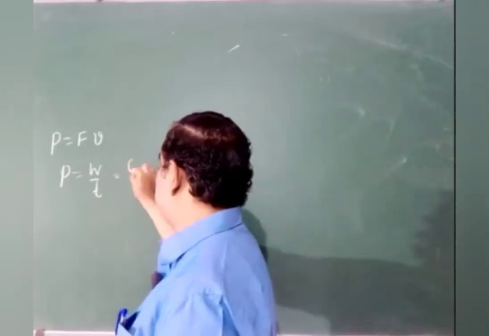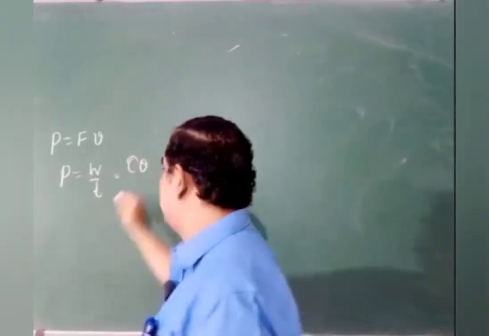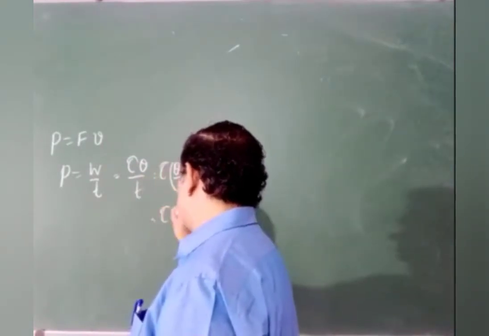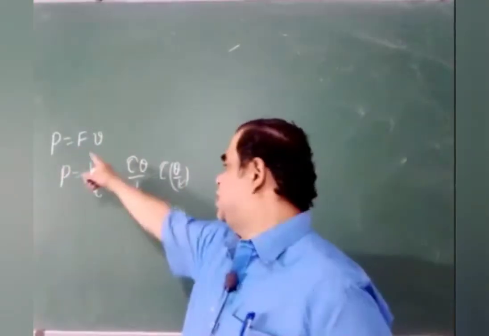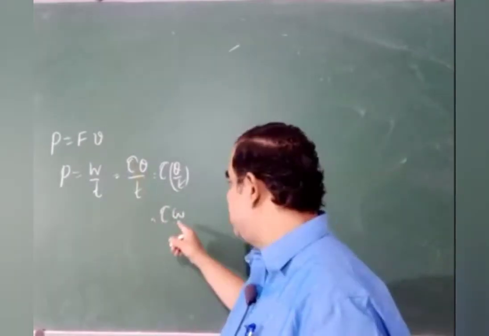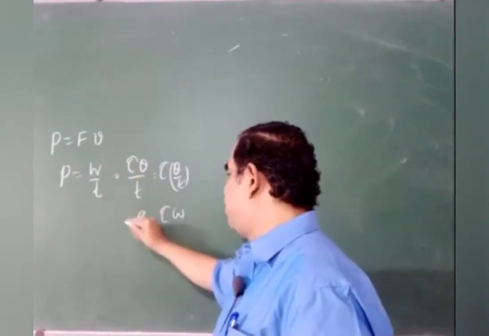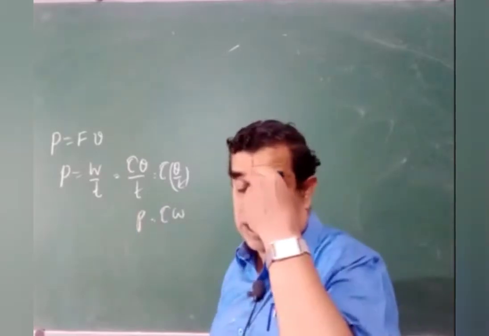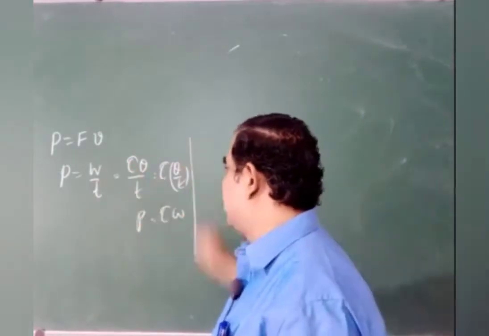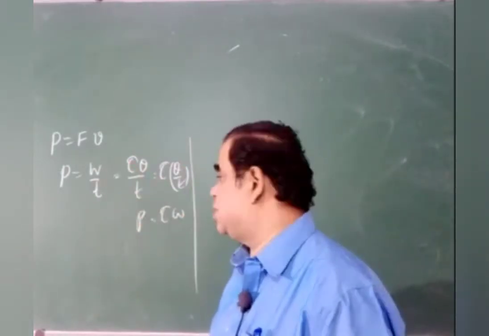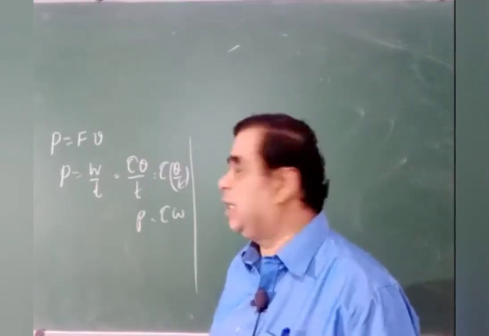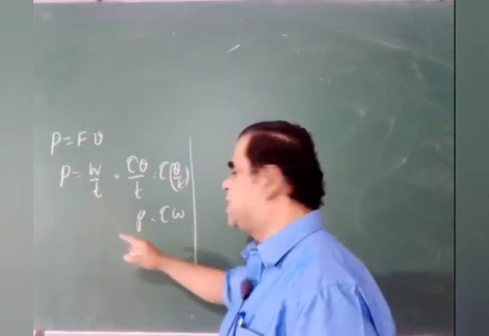Work done in rotational motion is tau theta, as we said yesterday, by t. So tau into theta by t, which is omega. So tau omega, same thing. Force is replaced by torque in rotational motion. Linear velocity is replaced by angular velocity. So power in rotational motion is the product of torque and angular velocity, very similar to the power in linear motion, force into velocity. This is one simple idea.